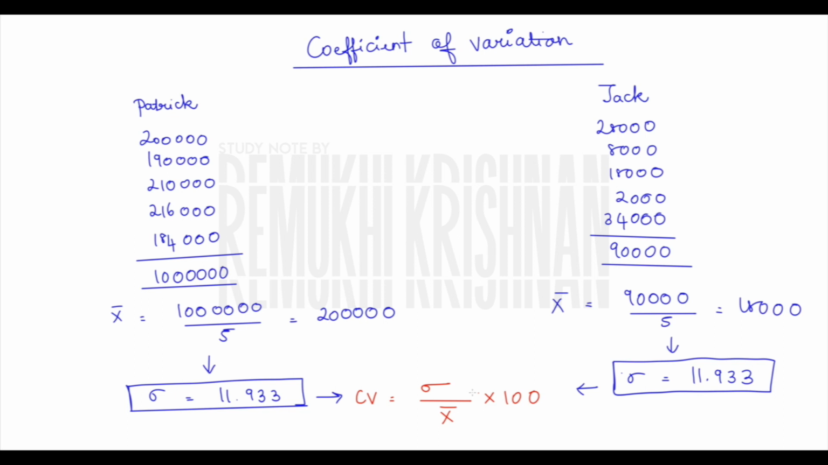So what is the formula? It is very simple: standard deviation divided by mean into 100. That is sigma divided by x bar into 100. If you solve this, you will arrive at the percentage. With the help of that percentage, you can choose the project. The project with the lower coefficient of variation is chosen because it will have less risk compared to the other projects.